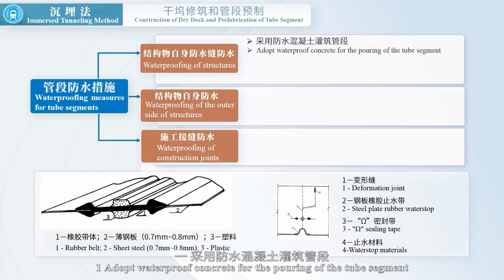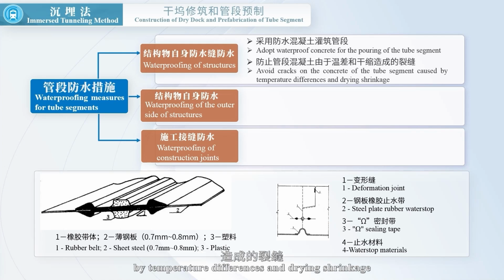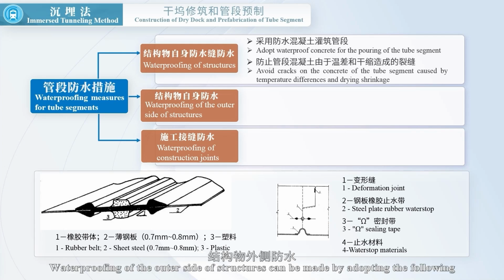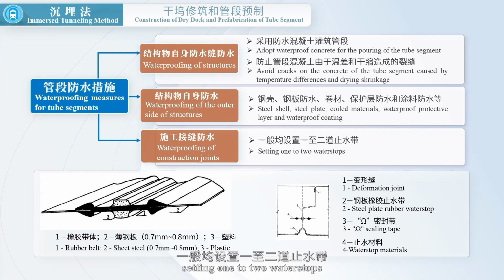1. Adopt waterproof concrete for the pouring of the tube segment. 2. Avoid cracks on the concrete of the tube segment caused by temperature differences and drying shrinkage. Waterproofing of the outer side of structures can be made by adopting the following: steel shell, steel plate, coiled materials, waterproof protective layer and waterproof coating. Waterproofing of construction joints can be made by setting 1 to 2 water stops.